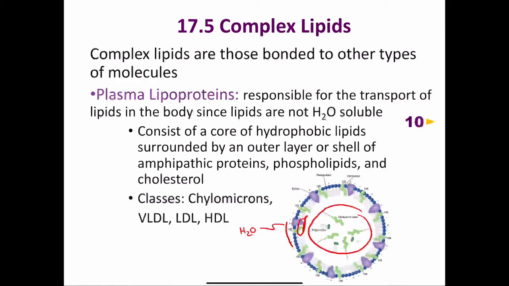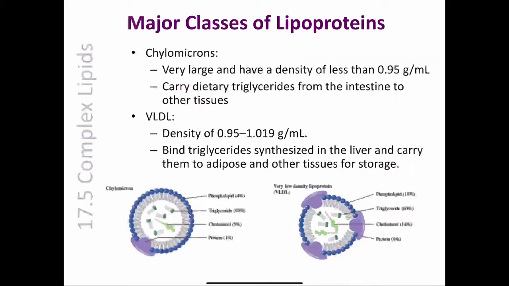There are four major classes of human plasma lipoproteins: chylomicrons, VLDL or very low density lipoproteins, LDL or low density lipoproteins, and HDL or high density lipoproteins. Chylomicrons, which have a density of less than 0.95 grams per milliliter, carry dietary glycerides from the intestine to other tissues. The remaining lipoproteins are classified by their densities.